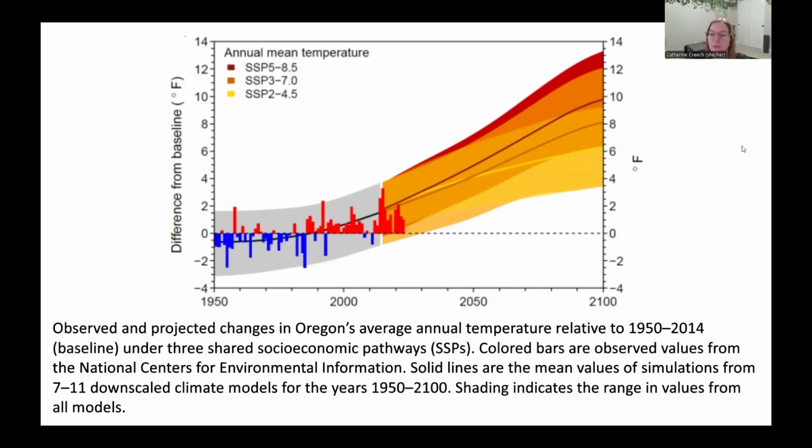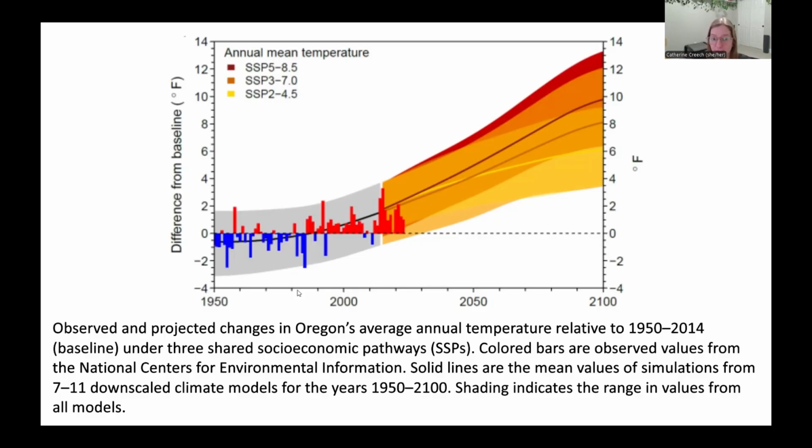The solid lines are the mean values of these simulations from 7 to 11 downscaled climate models. So they're using predictions. This is a whole lot of computer programming to try and guess what's going to happen. What should we be paying attention to?